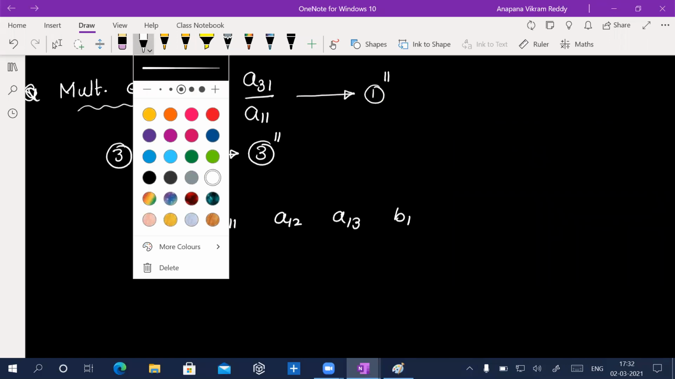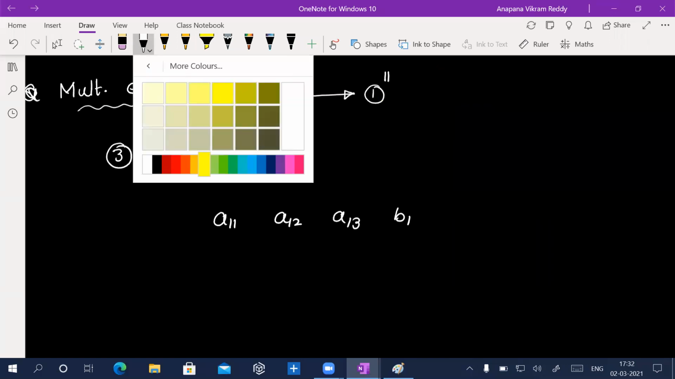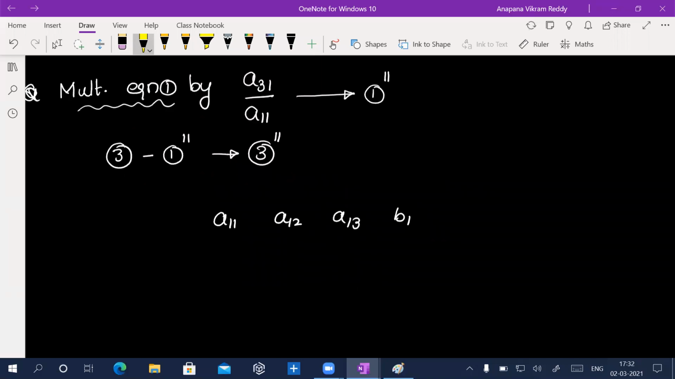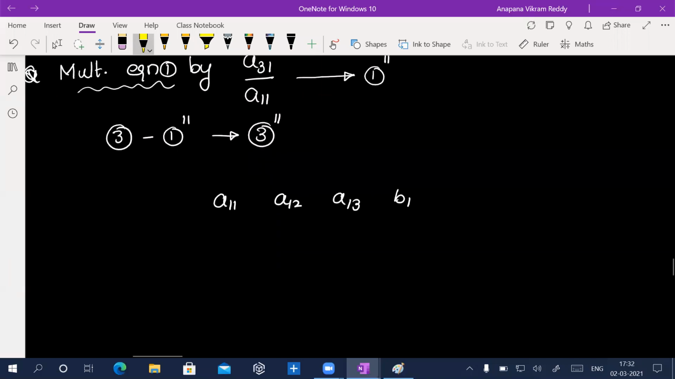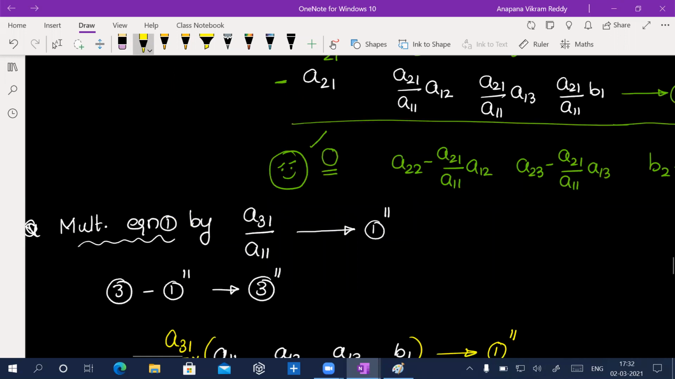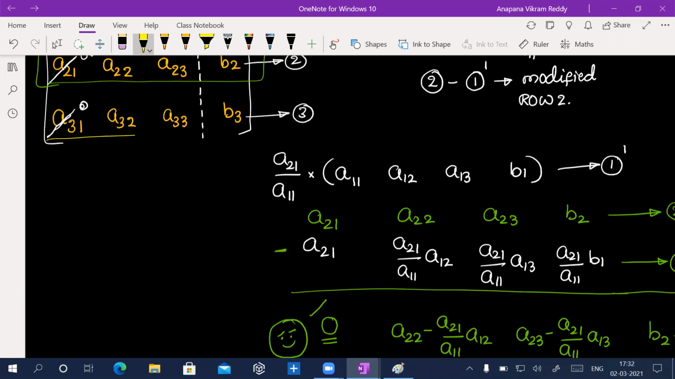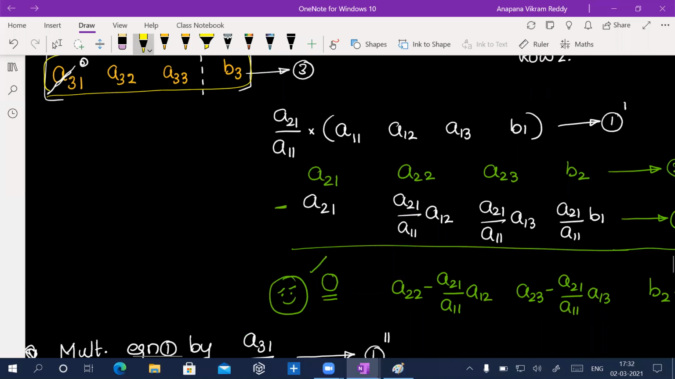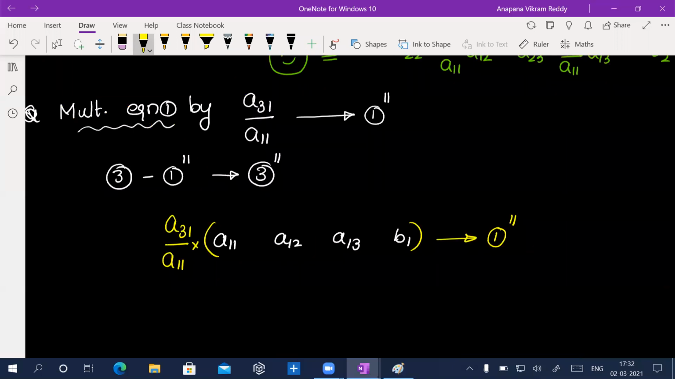So let me use yellow. So I multiply this by A31. So you multiply like this. As I multiplied this time the equation number 1 by A31 by A11, I would take it as 1 double prime. Now I need to subtract this from equation number 3. My equation number 3 is A31, A32, A33 and B3. This is my third row. So from the third row you subtract 1 double prime.